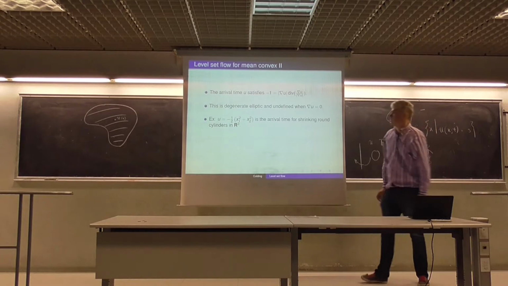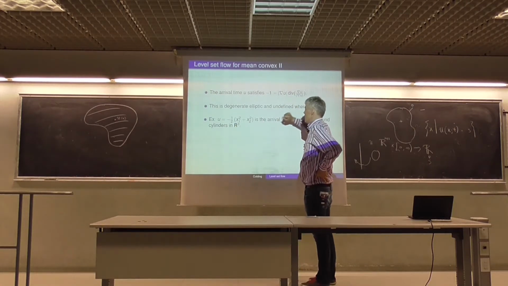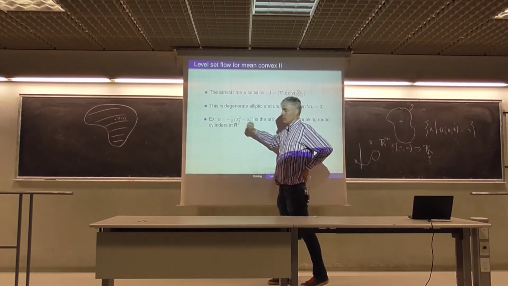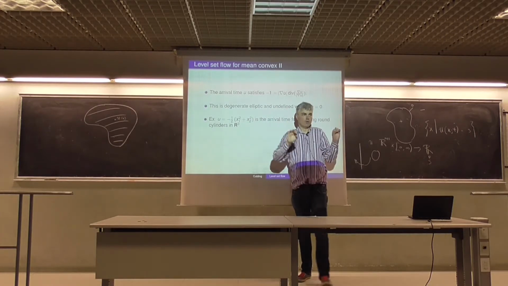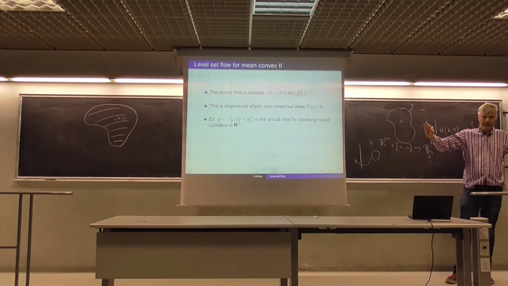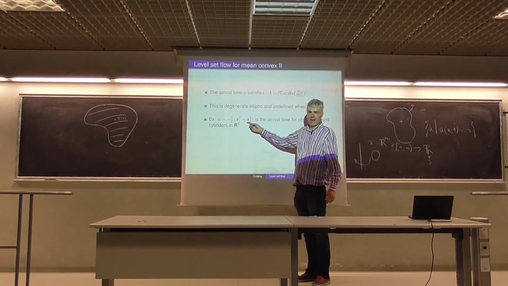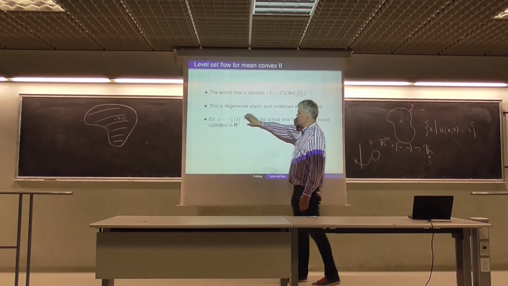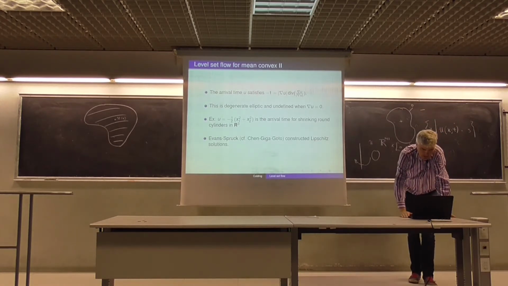Now let me look at a particular solution, just to give you an example, and it's actually an important example. This is in R3, say, and this quadratic function is, geometrically, the arrival time of the round cylinders. If you look at the evolution of the round cylinders, you normalize it so that they arrive at time 0 at the axis where they become extinct. Then this is the arrival time function. It just corresponds to the level sets of this function being round cylinders. So this is a nice solution to this equation. Again, Evans and Spruck and Chen, Giga and Goto were able to prove that these generalized solutions are Lipschitz.